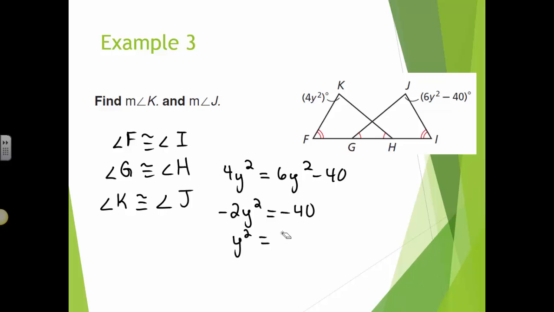And we get y squared equals 20, and then take the square root of both sides, and we get y is approximately 4.47. You could do y is equal to the square root of 20, which equals 2 times the square root of 5, which is the exact answer, and then 4.47 is the approximate answer.